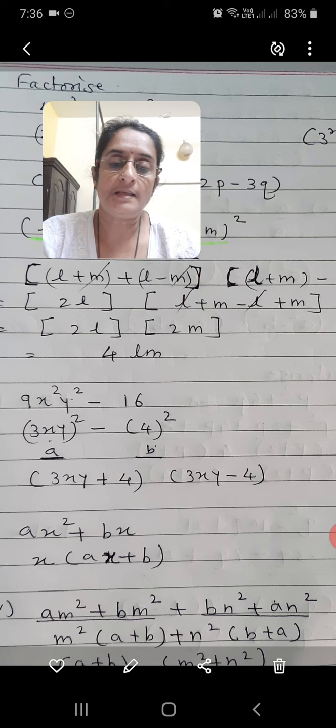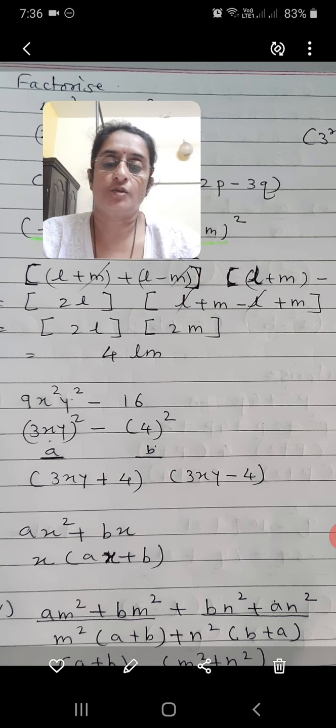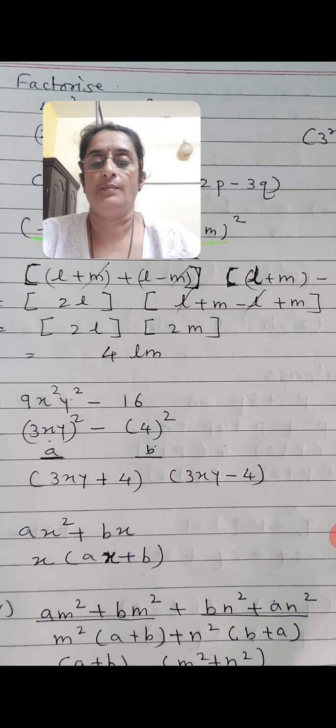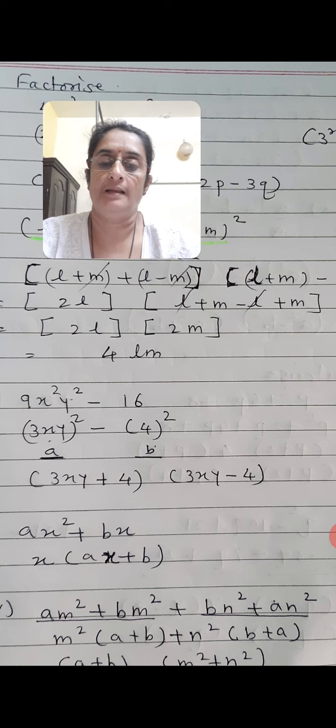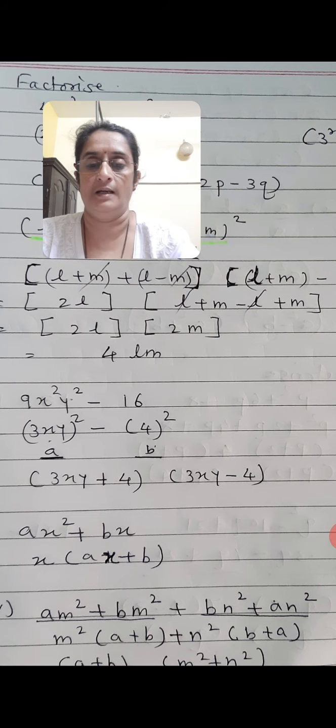Then go to the second part, bn square plus an square. What is common between them? n square. When you take out n square, what remains? b plus a. Now here one bracket is a plus b, the second bracket is b plus a. So that is the same. So put a plus b in the first bracket, and the remaining m square plus n square in the second bracket. So a plus b and m square plus n square are the factors of the given term.